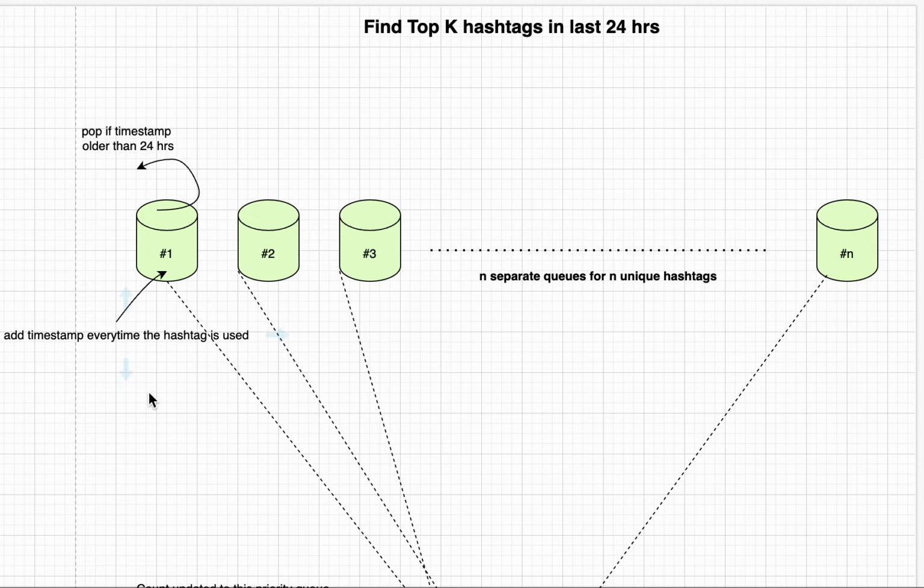We'll also have a process or a cron which looks at the top of these queues and checks if any timestamp is older than 24 hours. Then we'll keep popping from the queue until we reach a timestamp which is within 24 hours of the current time. This ensures that we're only storing the timestamps that were used in the last 24 hours.